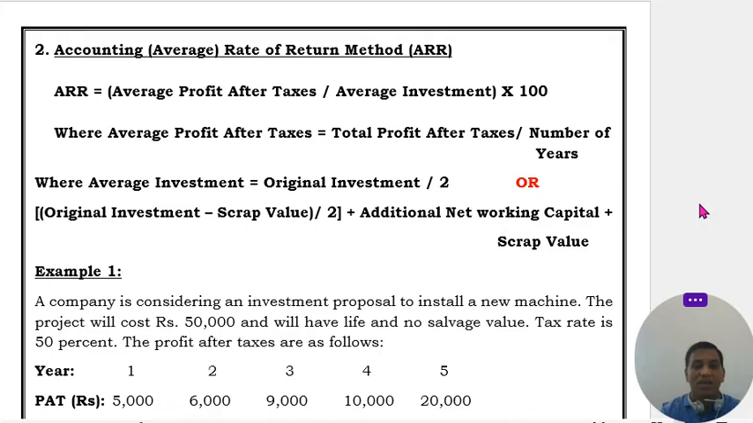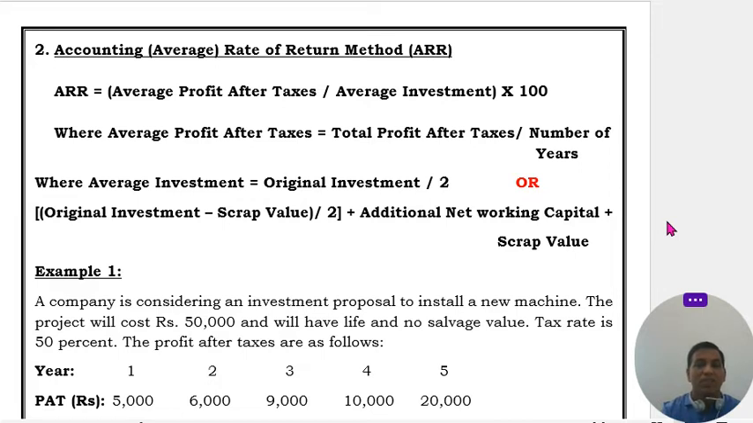And coming to the decision making, the decision criteria, accept or reject. If it is only one project, a single project, you will compare the ARR of the project with the standard ARR of the company. If the calculated ARR is more than the standard ARR, the project should be accepted. If the calculated ARR is less than the standard ARR, then the project should be rejected. That is the decision criteria.